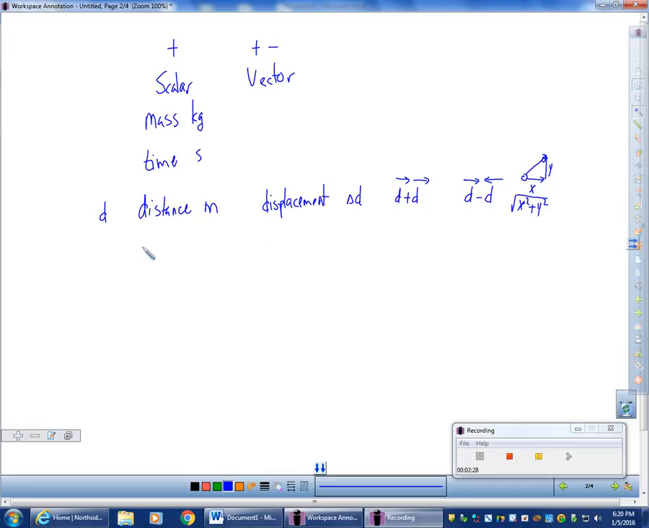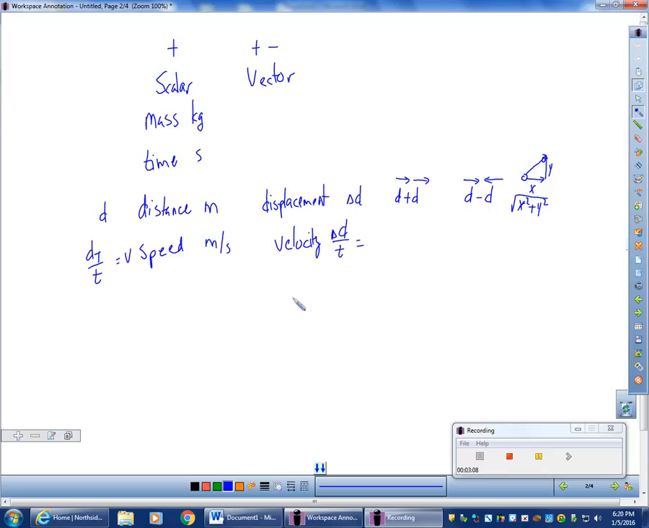Other common terms that we use: speed versus velocity. Both are going to be represented by the letter v in an equation. Speed is typically going to be measured where we're using the total distance divided by time, whereas velocity is going to be the displacement divided by time. Even though they're both represented by the letter v in an equation, they also have the same units, meters per second. So I'm getting meters from the distance divided by seconds from the time.